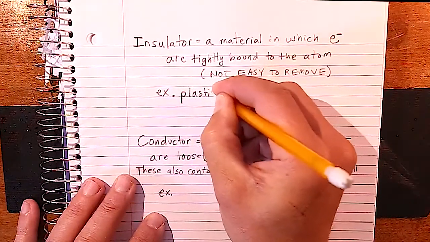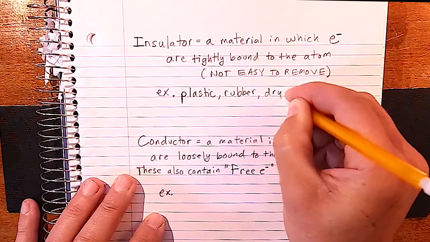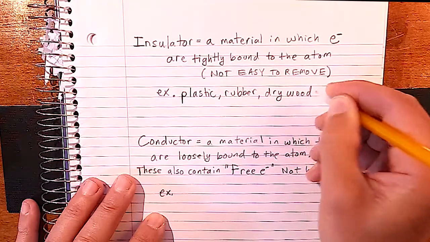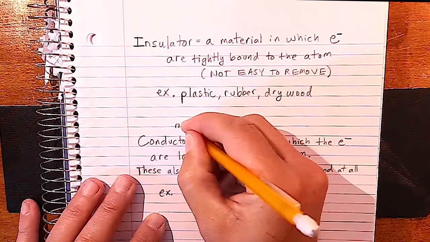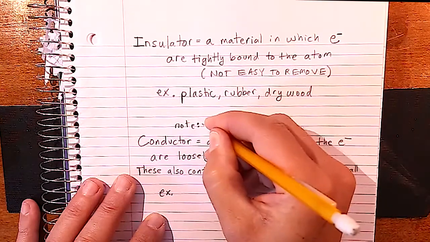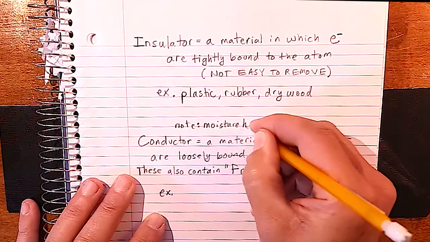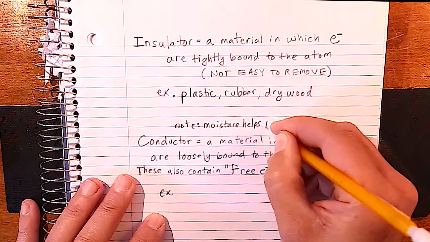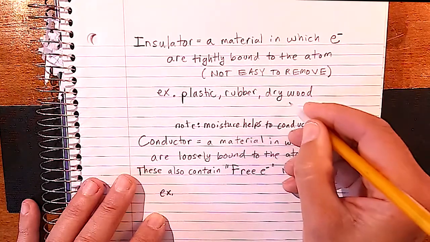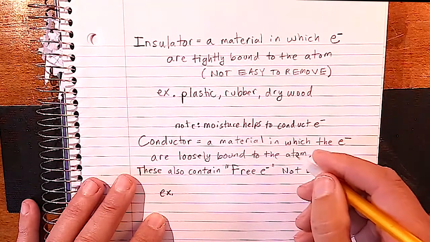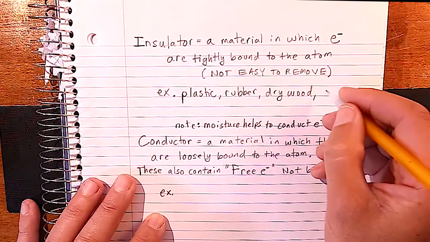Plastic, rubber, dry wood. Now, why do I say dry? The reason that I'm saying dry, I'm going to write this down here as a little side note, is that moisture or humidity helps to conduct electrons away. So when it's wet, electrons can leave the wood. So it's more likely to be dry wood that acts as an insulator.